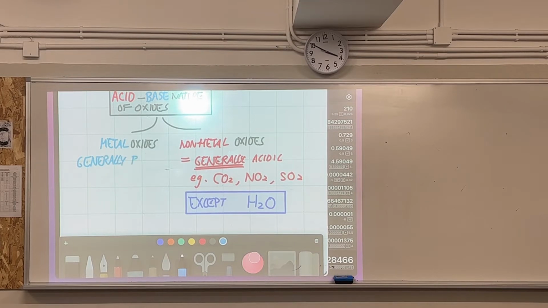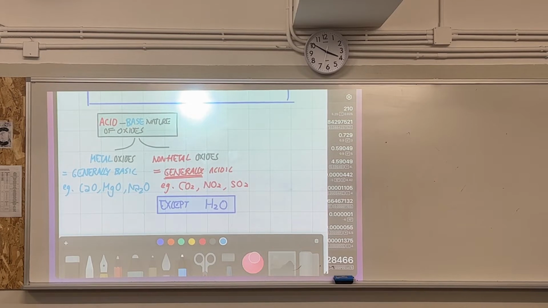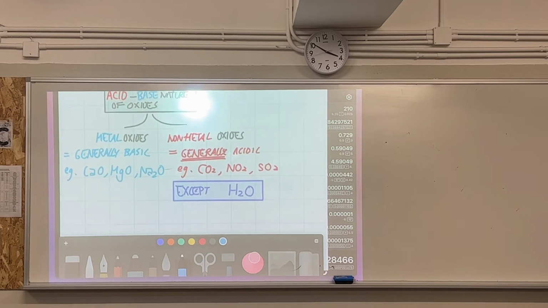So, and there are many basic oxides. For example, CaO, MgO, Na2O. When you see a metal in the oxide's formula, most likely it is basic. Okay, it is basic. So that means when answering this question, which of the following substance reacts with water to form an alkaline solution? B is a likely option. Okay, because B is calcium oxide.